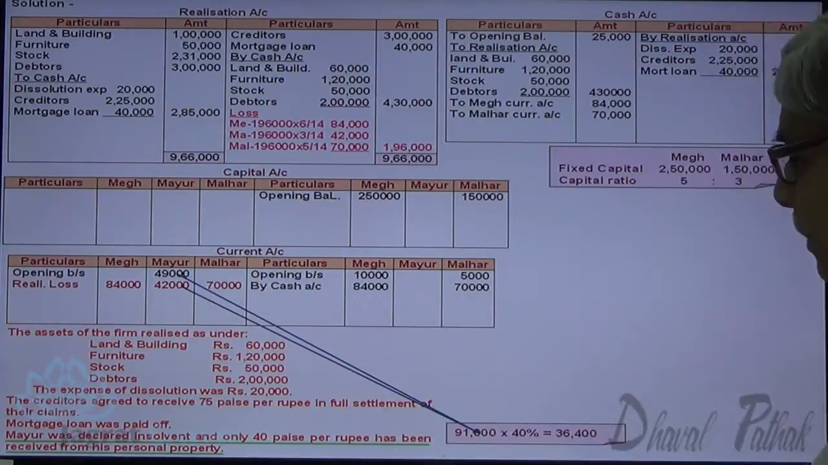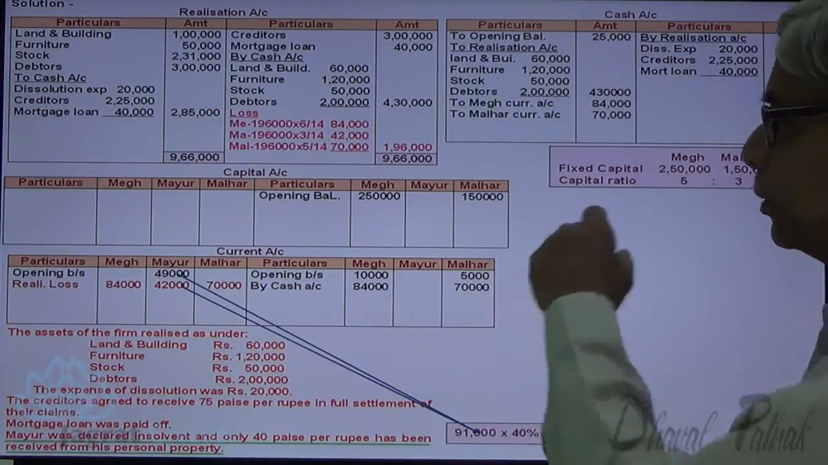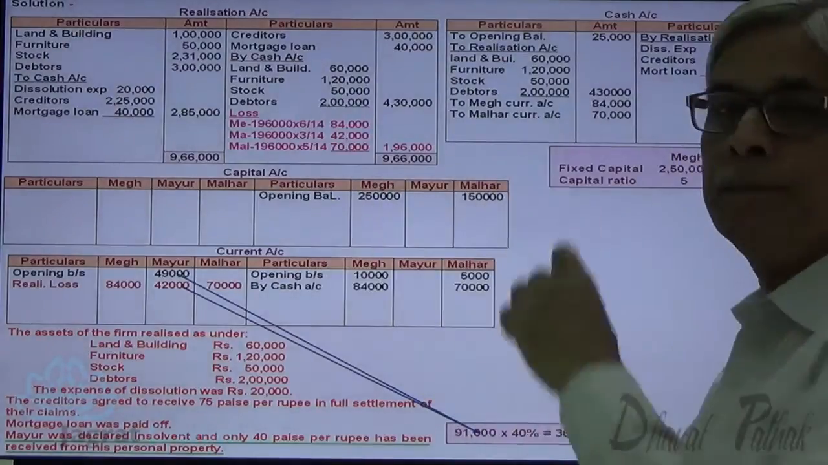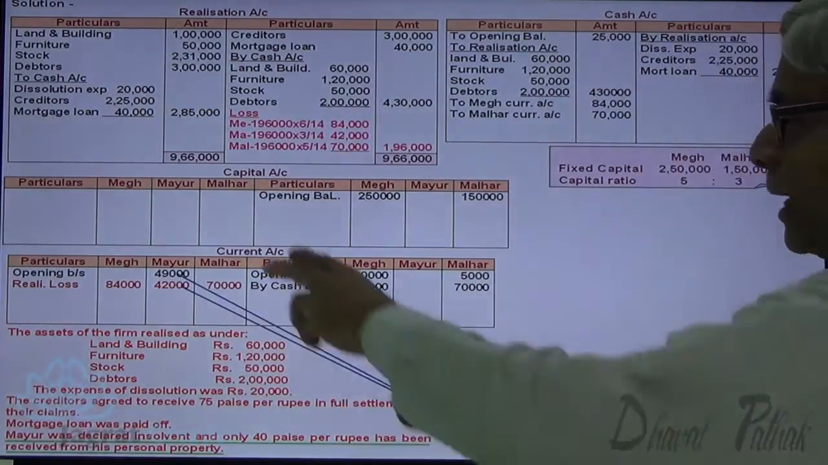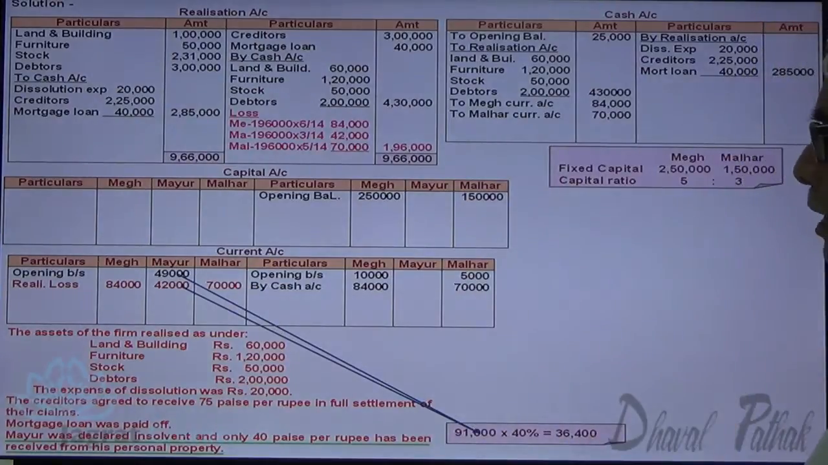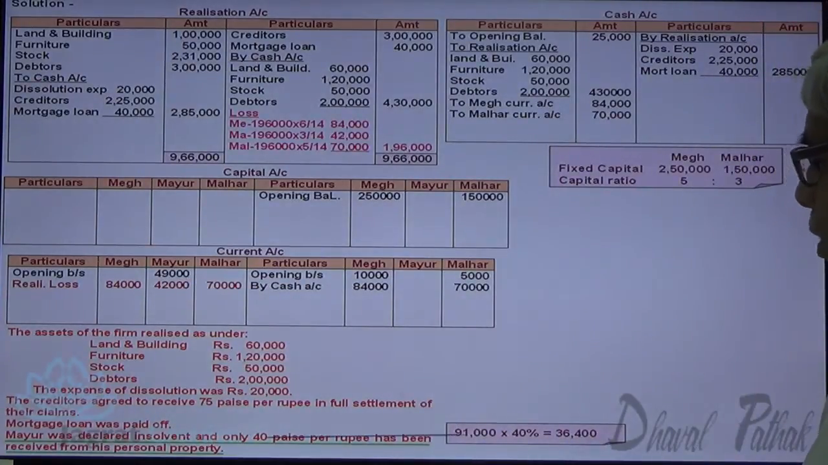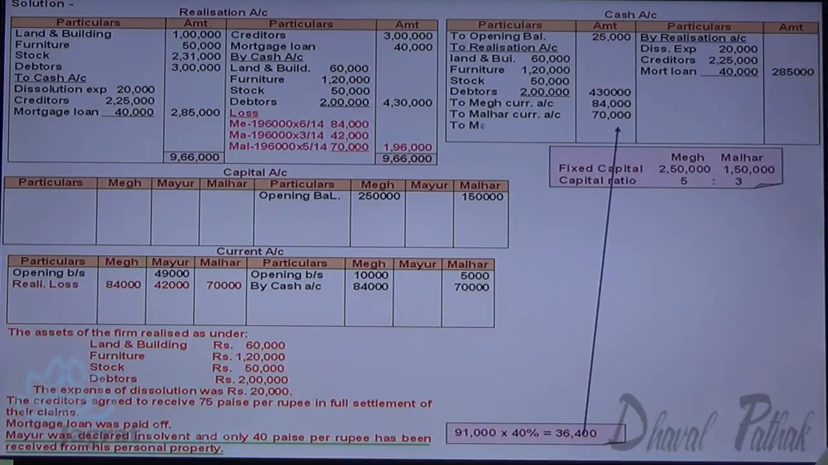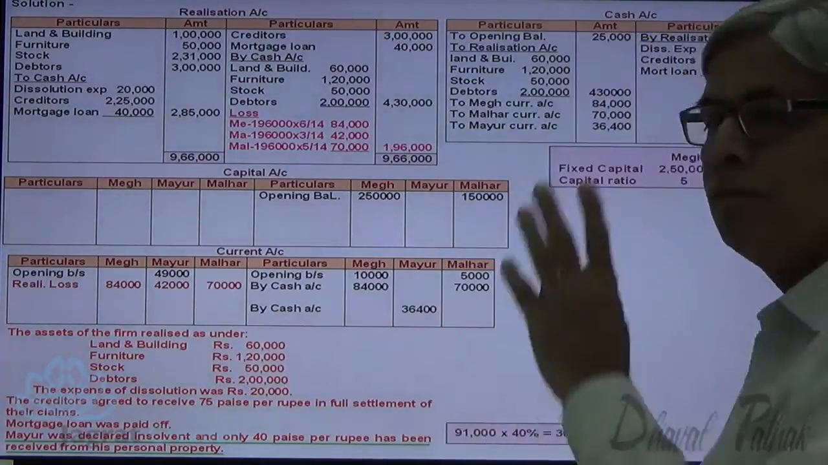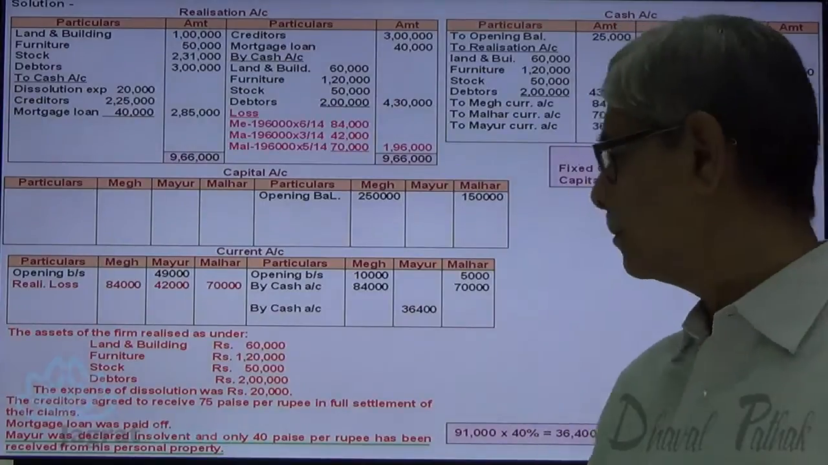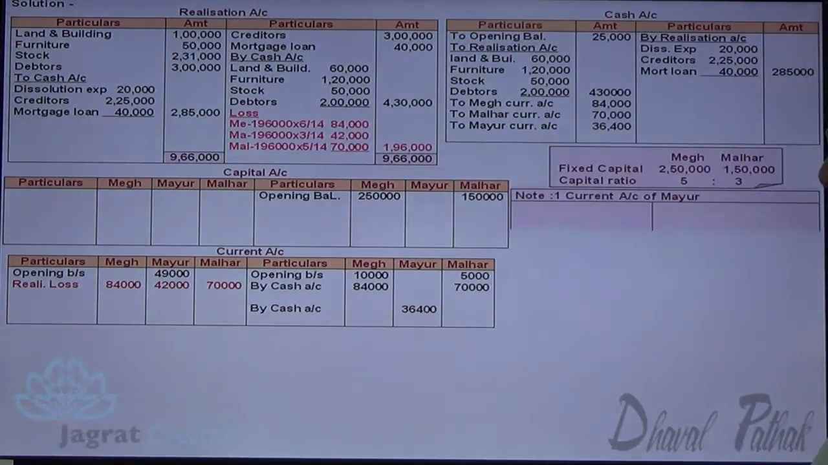91,000 is the debit amount. There is nothing to the credit, there is nothing in Mayur's fixed capital account. So this 91,000 is the debit balance, and 40% of the amount is brought by Mayur. So 36,400 is the amount brought. Cash account debit to Mayur's capital account credit 36,400. The difference between this debit and credit is known as capital deficit. Let us work it out.